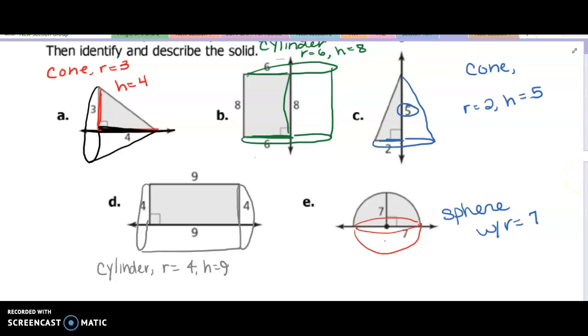All right, so on D, you would end up getting a cylinder. It looks something like this. The base has a radius of 4, and the distance between the bases is the height, which is 9. Okay, and over here on E, we would actually have a sphere, and this sphere has a radius of 7, and that's all you need to know.